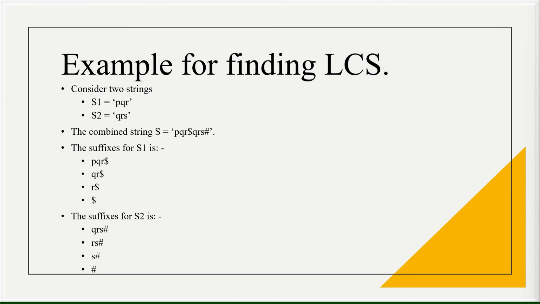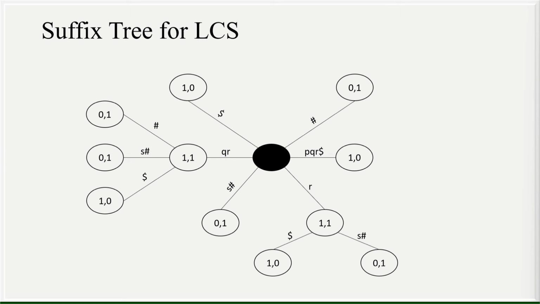I've got a string s1, pqr, and a string s2, qrs. So the combined string will be pqr dollar qrs hash. The suffixes for s1 will be pqr dollar, qr dollar, r dollar, and dollar. For s2 it will be qrs hash, rs hash, s hash, and hash in itself. I'm sorry for the slip of tongue. So this is the suffix tree which I've drawn using Ukkonen's algorithm. As you can see, the black part is the root node.